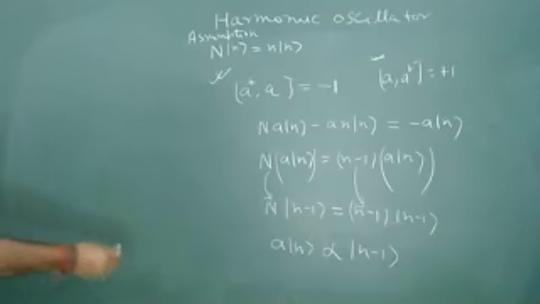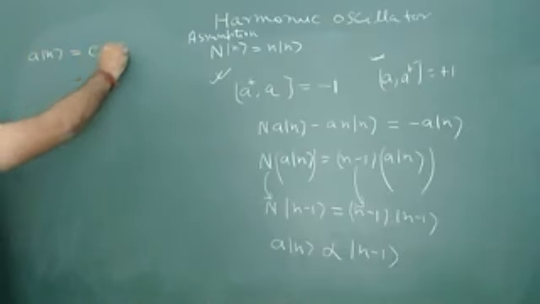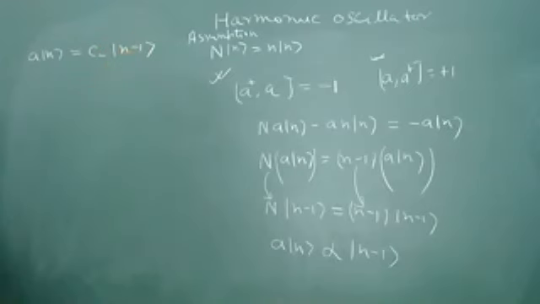I can write it as a n is equal to c minus n minus 1. I can write that easily. And now what can you do? We can take a bra of this. When we take a bra of this, how can I write it?